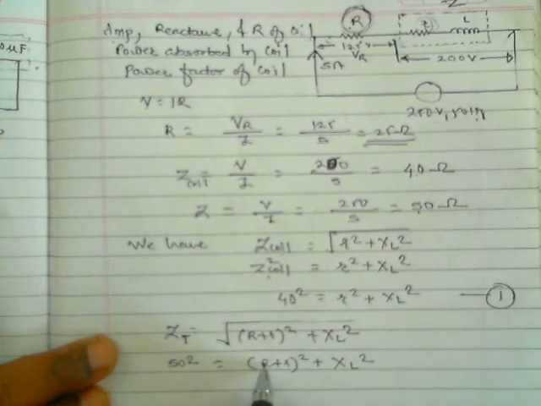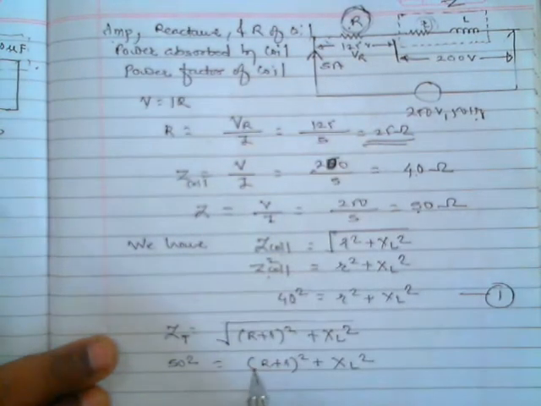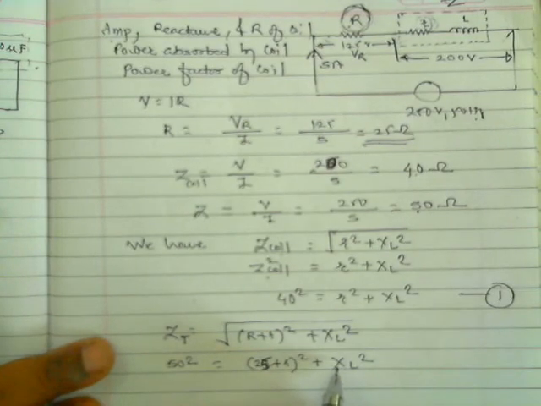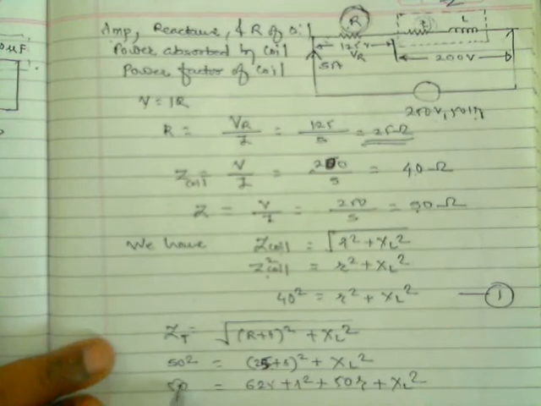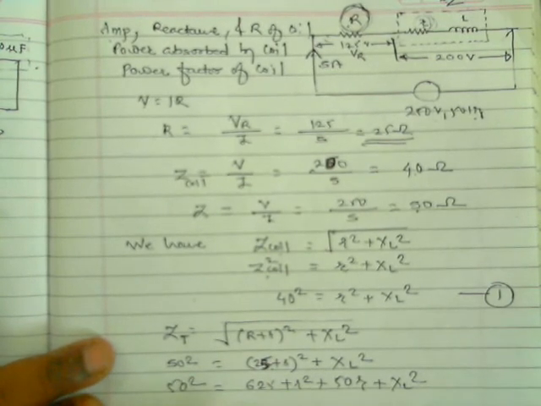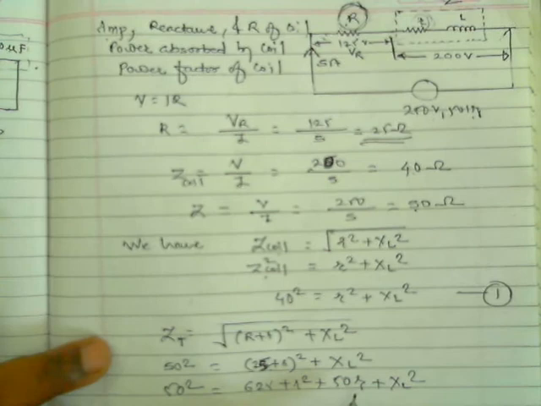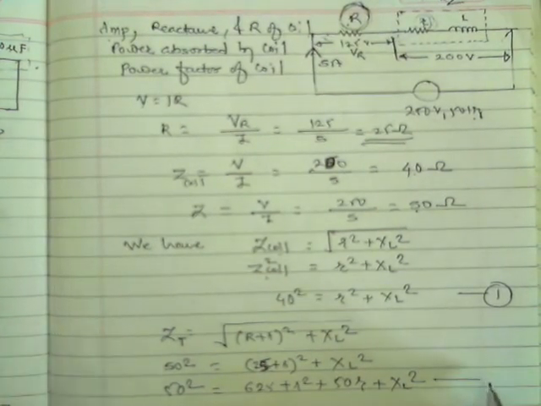Now this R is given, meaning we have calculated that it's 25. So I can put 25 here: 50 square equal to (25 plus r) square plus XL square. Right? Now you can open this bracket using A square plus B square plus twice AB. So like that, 625 plus r square plus twice AB, which means 50r, plus XL square is 50 square. Okay, so rearrange this equation and then solve these two simultaneous equations.